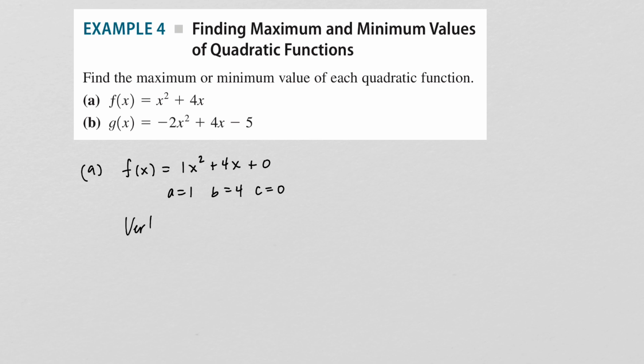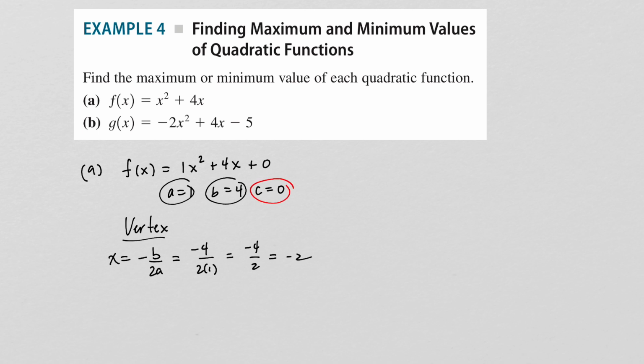So to find the vertex here, we're going to use the formula x equals negative b divided by 2a. Plug in the values of b and a into this. We get negative 4 divided by 2 times 1. And this is negative 4 divided by 2, which is negative 2. Notice that c is not used in the formula for finding the x-coordinate of the vertex. I just wrote it down just to remind you that these numbers are a, b, and c.